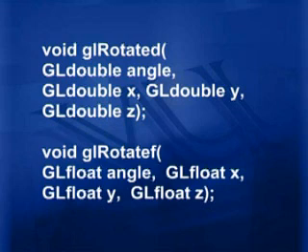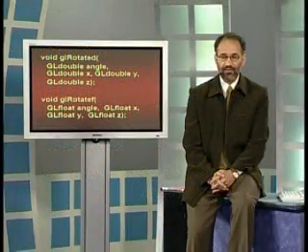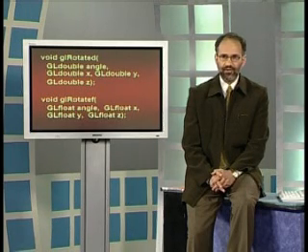The syntax for this, void GL rotate D, the arguments would be GL double angle, GL double X, GL double Y, and GL double Z. Void GL rotate F would use arguments GL float angle, GL float X, GL float Y, and GL float Z. So the angle at which you want to rotate the object is given by the angle argument. In case of GL rotate D, it is specified as a double, and in case of GL rotate F, it is specified as a float.